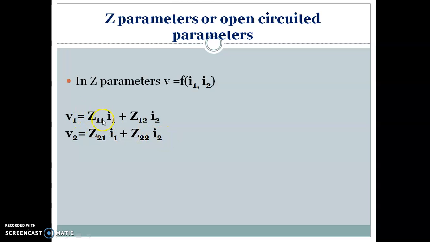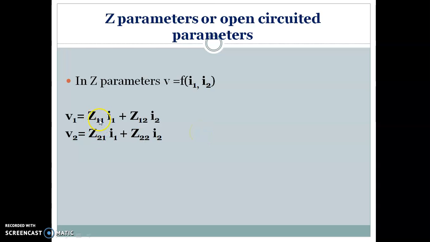Here we have 4 unknown terms, Z11, Z12, Z21 and Z22. These are the 4 unknown terms we want to find out, but we have only 2 equations. So the best way to find them is to keep one of the terms as 0. In the first equation, V1 equals Z11 I1 plus Z12 I2, I make I2 equal to 0. When I2 is equal to 0, V1 will be equal to Z11 I1, or Z11 will be equal to V1 by I1, which I can easily evaluate.